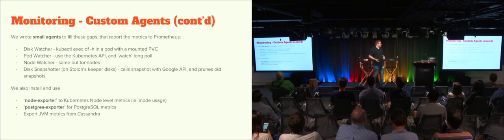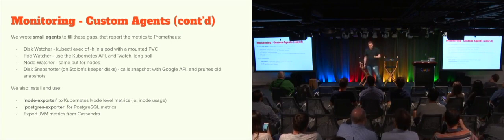One other component we developed was the disk snapshotter. Since Stolon runs exclusively inside Kubernetes, and we use persistent disk for that, we also want to make sure we keep copies of those persistent disks around. So we have a snapshot that runs daily, keeps 30 days' worth in production, and I think keeps 7 days in test.